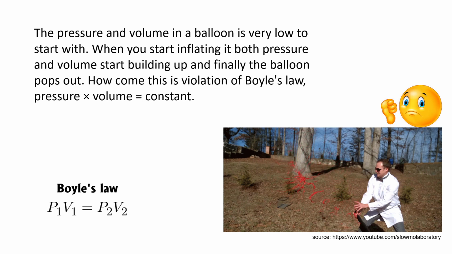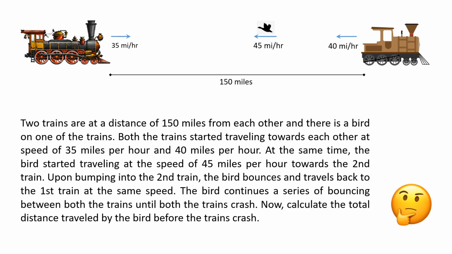Let's move on to the next puzzle, and this is an interesting one, involving distance covered and the speed of a train. Here we have a few objects. There are two trains and a bird, and the two trains are at a distance of 150 miles from each other. They are on the same track and moving towards each other.